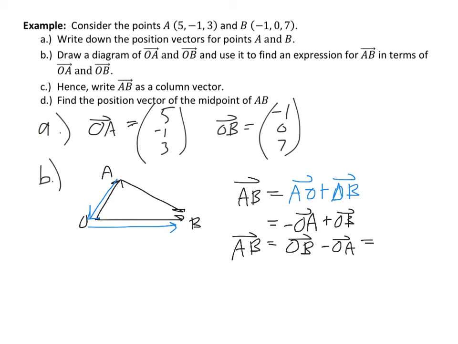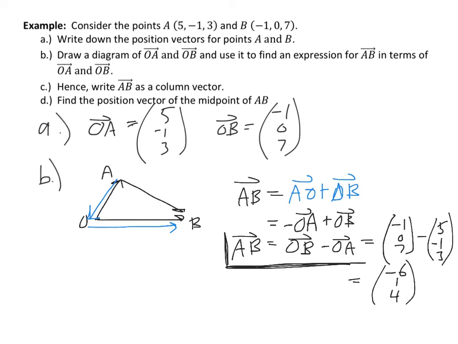AB is a column vector, so OB was negative 1, 0, 7, minus OA, which was 5, negative 1, 3, and so if we subtract those, we wind up with negative 6, 1, 4. And you'll notice a little further down on your notes page that this relationship, AB equals OB minus OA, is a really, really important relationship. Many vector problems start out with that. So it's really important that you memorize it.